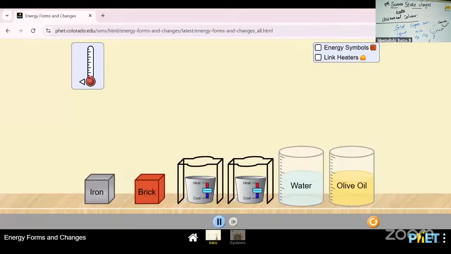So from this simulation, there are different kinds of solids and different kinds of liquids. This beaker contains water, this beaker contains olive oil, this is brick and this is iron. And then two heat particles. When we want to raise this place, it means the particles are heated. This is a thermometer. We want to identify the temperature level.